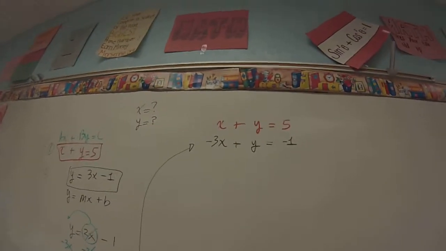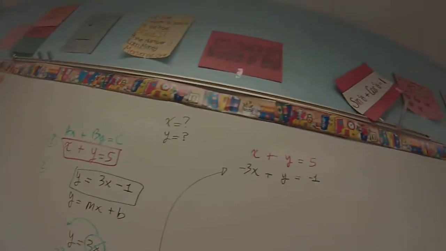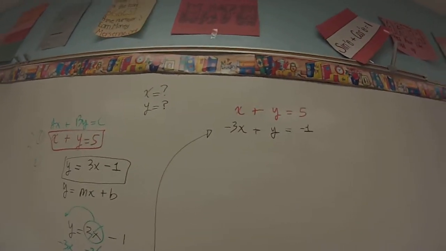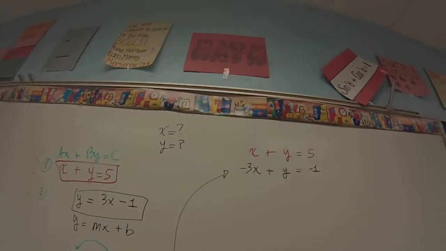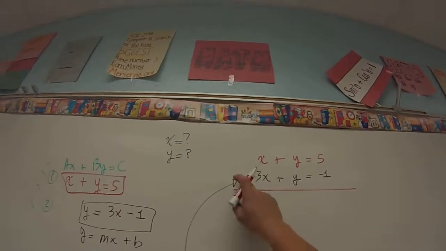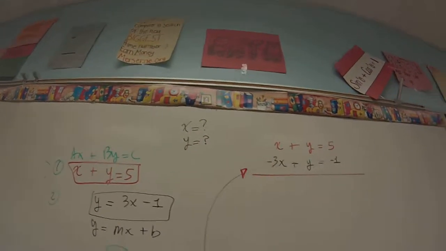Okay, now that we're ready to work with this system of equations, we want to go ahead and eliminate, because we're using the elimination method. That's the one I'm teaching you right now. So in order to eliminate, we have to eliminate either the x or the y, either one of them.